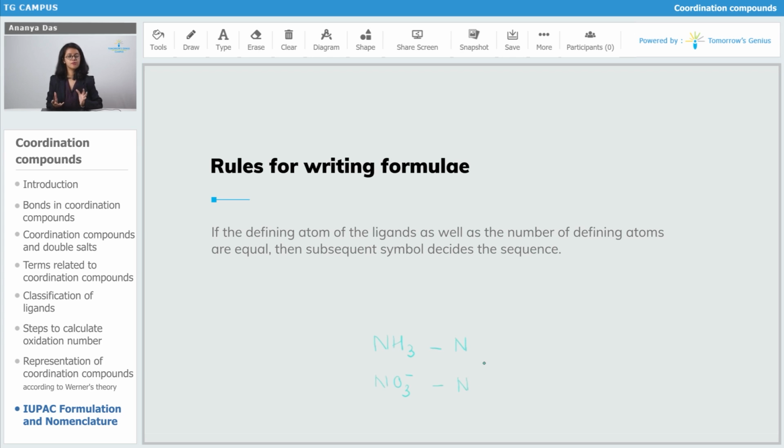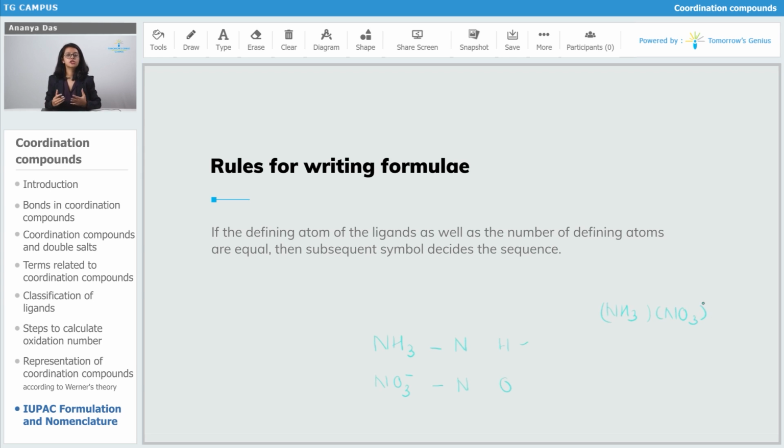So next we compare on the basis of the number of nitrogen. NH3 has one nitrogen, NO3 negative also has one nitrogen. So now what do we do? We go on to the next atom. In NH3, after nitrogen, hydrogen is present, whereas in NO3 after nitrogen, oxygen is present. Now hydrogen lies above oxygen in the alphabetical order, so NH3 will be written before NO3 negative.